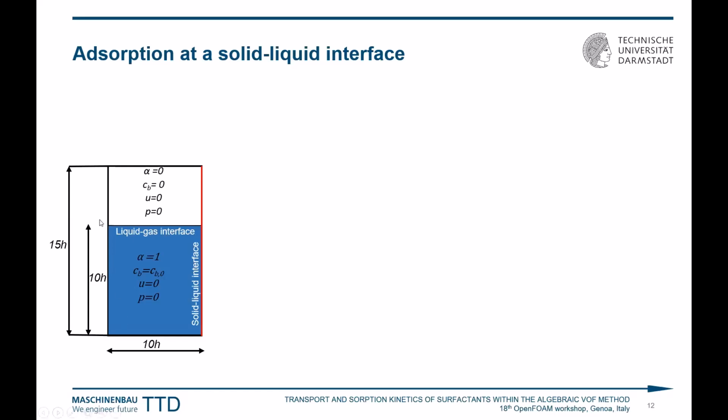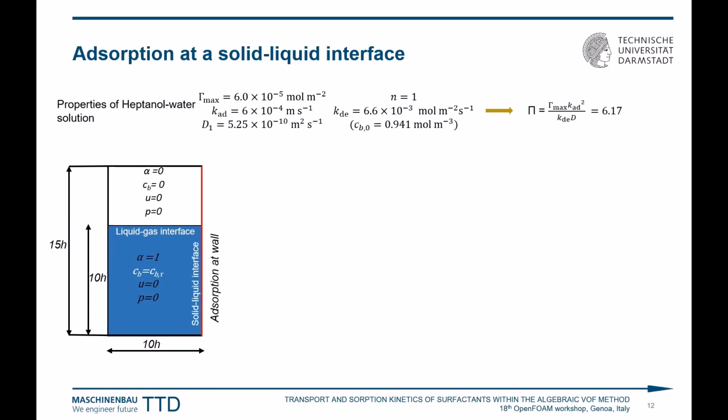So we can assume that all the surfactant concentration will move towards the wall and there is adsorption happening there. For this, the properties of an ethanol-water solution were used. These are well defined in the literature. And one interesting phenomenon why we use this is that it has mixed adsorption kinetics, meaning for some time the adsorption is limited by diffusion and sometimes it is limited by the adsorption.